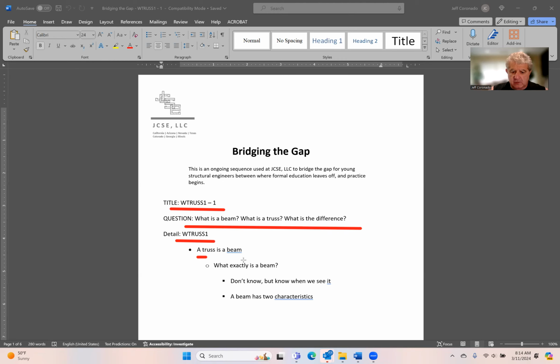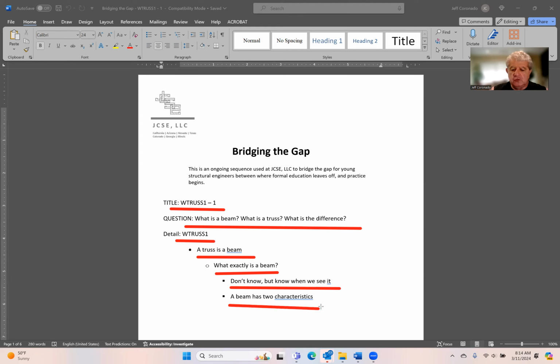So getting started here, a truss is a beam. Well, what exactly is a beam? A Supreme Court justice of the United States once said, I don't know how to define it, but I know it when I see it. I think beams fit into that category. A lot of us intuitively know what a beam is, but don't quite know how to actually describe it. So let's focus on trying to define a beam for our purposes.